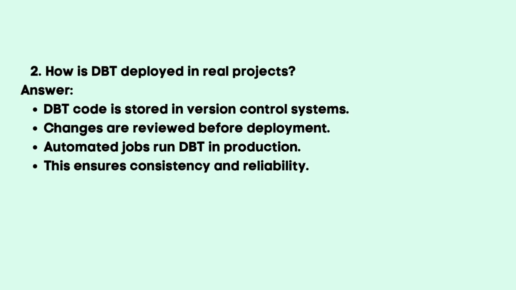How is DBT deployed in real projects? Answer: DBT code is stored in version control systems. Changes are reviewed before deployment. Automated jobs run DBT in production. This ensures consistency and reliability.